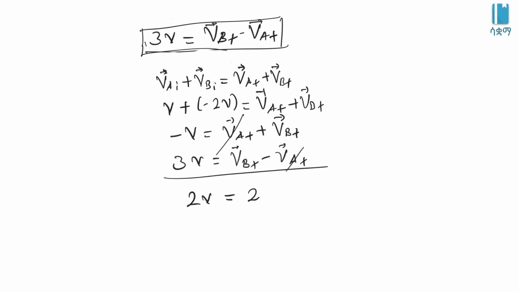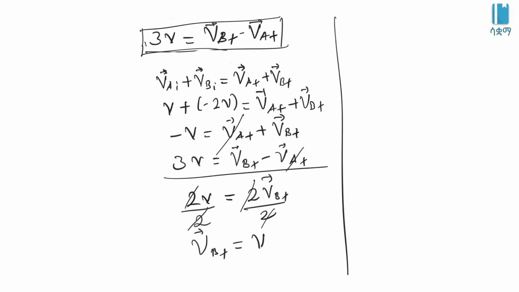If you divide both sides by 2, VB final, the final velocity of billiard ball B, is V. It is positive, which tells you it is traveling to the east, the positive x direction, as you would expect. So what about VA final?